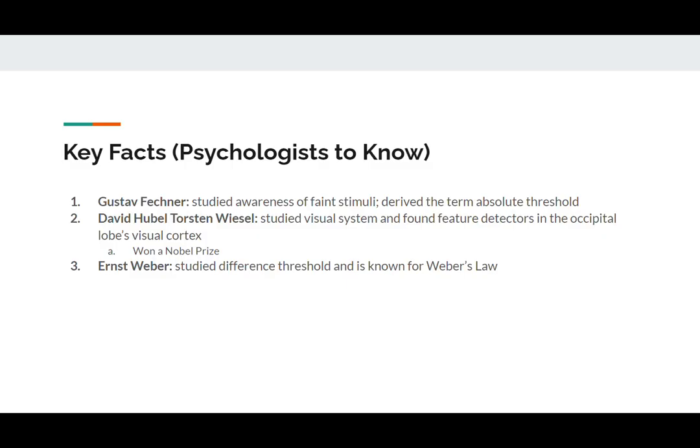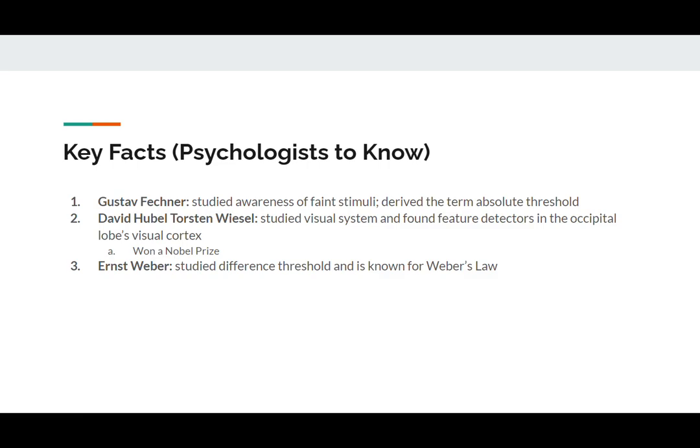We have 3 psychologists you need to know. The first one is Gustav Fechner, who studied awareness of faint stimuli, such as feeling one drop of water fall onto our face, and derived the term absolute threshold. This will be particularly important when we're talking about visual information.